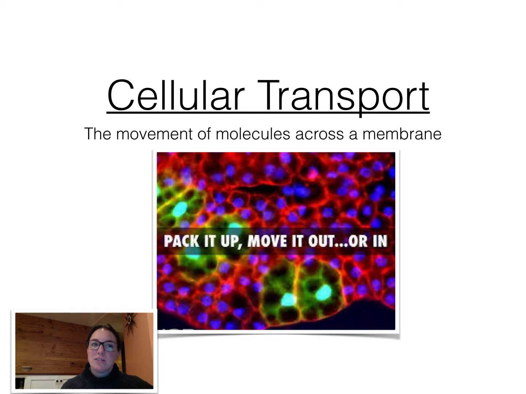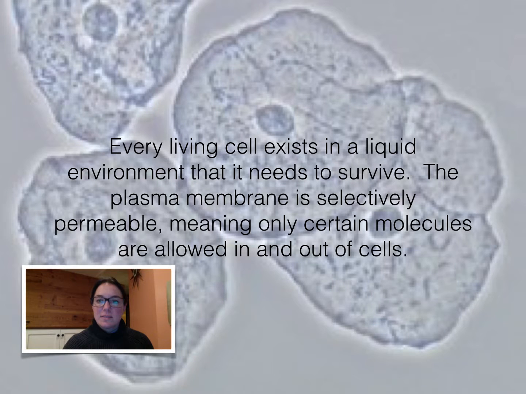And so now I think you're ready to understand this idea of cellular transport, which is the movement of molecules across the cell membrane. In order for cells to survive, they need to exist in a liquid environment. And as you can see in this picture that I've put in the background, the middle dark part is the nucleus, and the dark outer ring of the cell is the plasma membrane. And the plasma membrane needs to be selectively permeable, meaning it only allows certain molecules to move in and out of the cell.